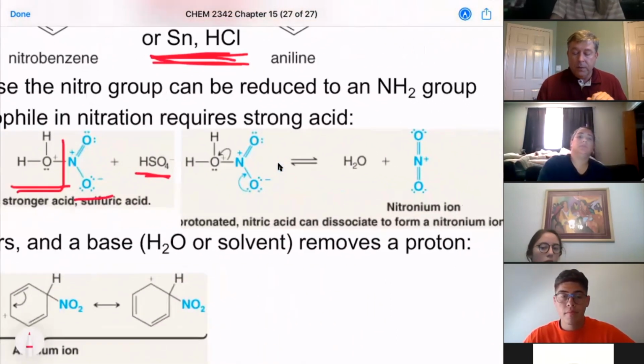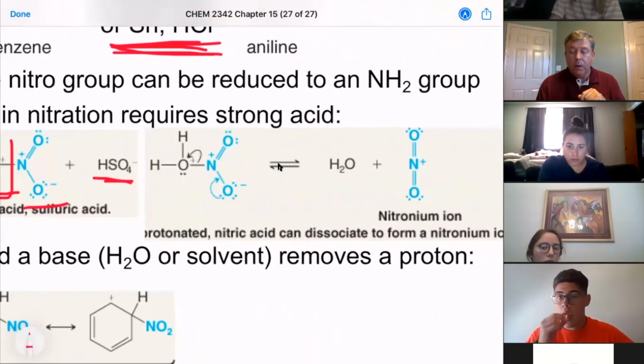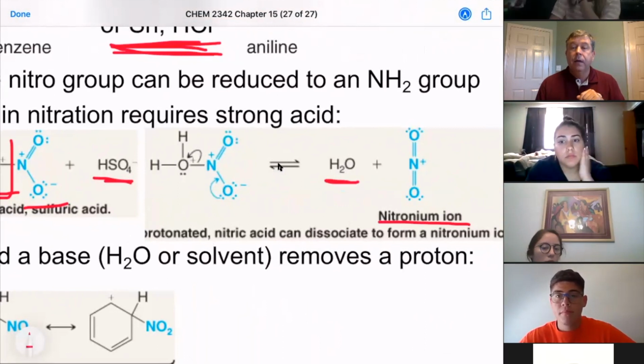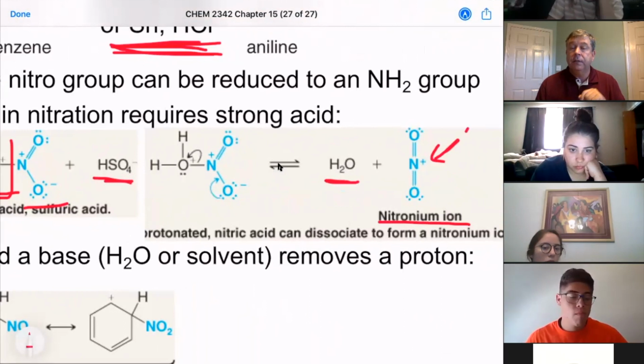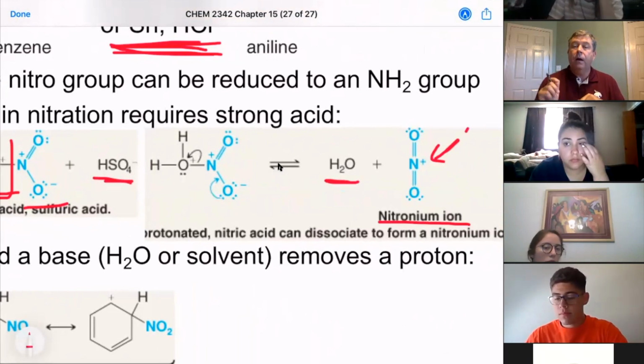Once we form that, we can lose water. We're going to generate water plus the nitronium ion. Notice there's a true formal positive charge on the nitrogen in the nitronium ion. So this is now our electrophile that we just generated.